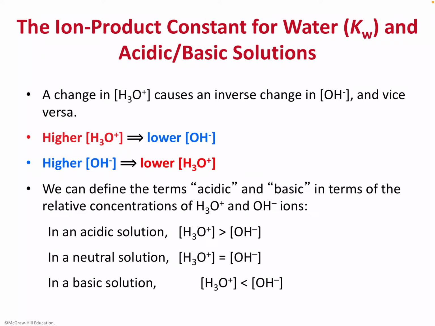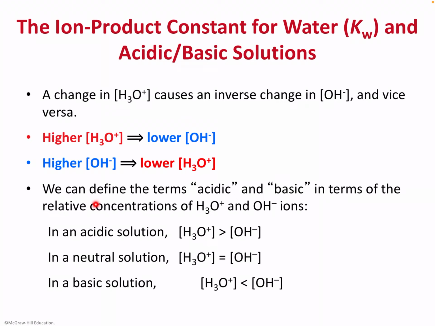And the ion product constant for water, Kw, and acidic and basic solutions. A change in hydronium ion concentration causes an inverse change in hydroxide ion concentration and vice versa. If you change the hydronium ion concentration, you change the hydroxide. If you change the hydroxide ion concentration, you change the hydronium ions. So if you have higher hydronium ion concentration, you have lower hydroxide. If you have higher hydroxide, you have lower hydronium ions. And the product of this is always going to be 1 × 10^-14.